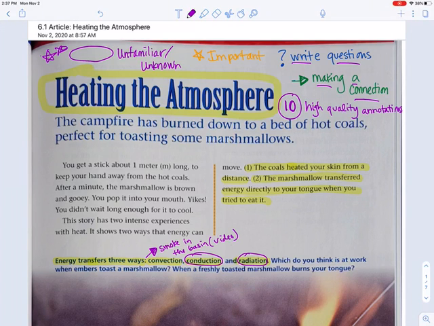annotations. Try your best and can't wait to see what you produce.